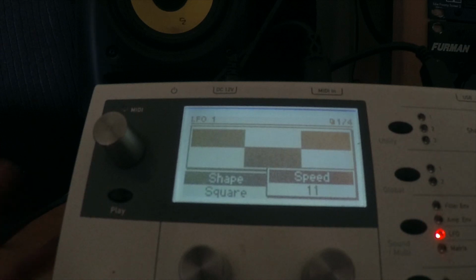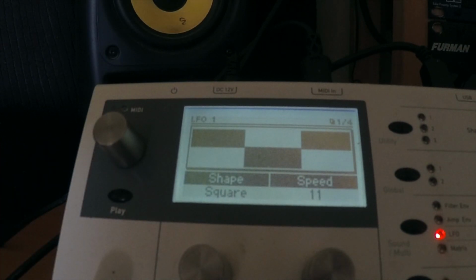Changing it to square on an accident. See that? That's a prime example of the things that one must do when playing with the Blofeld. You can really design some very, very deep soundscapes with this box.